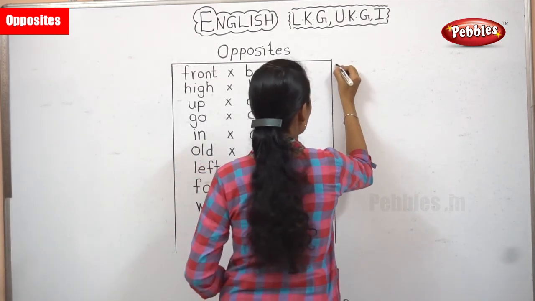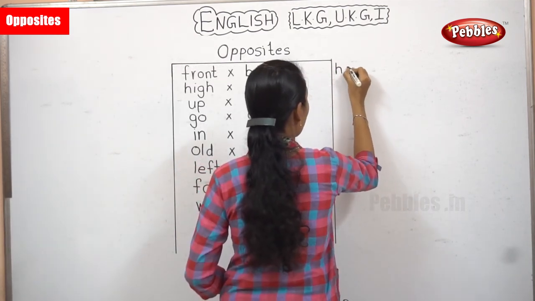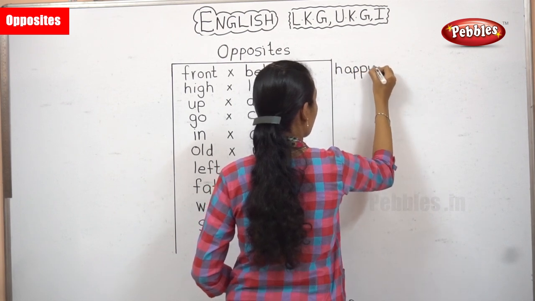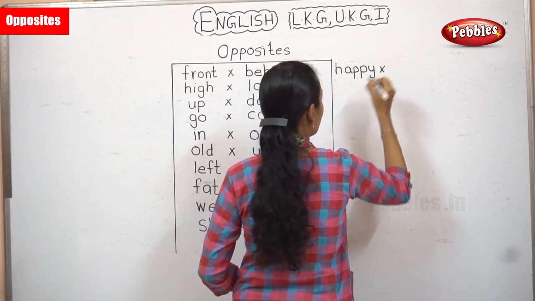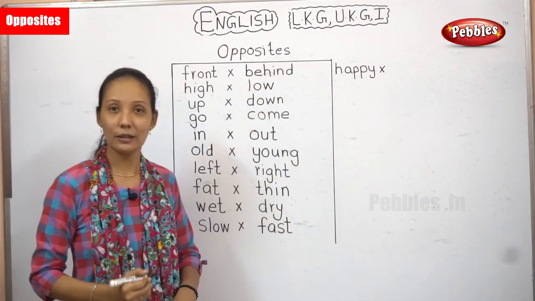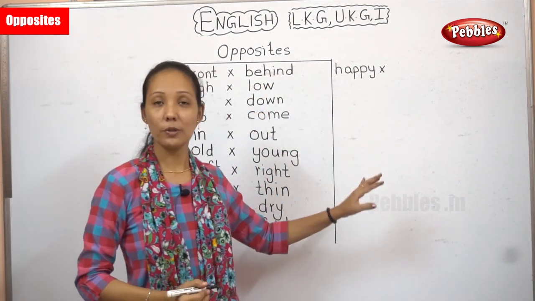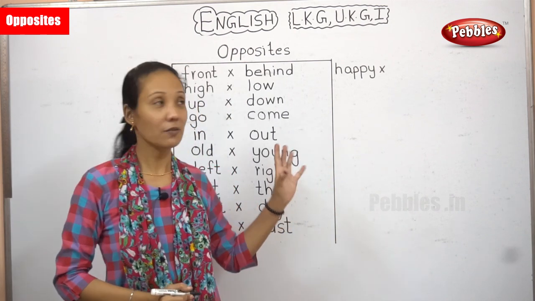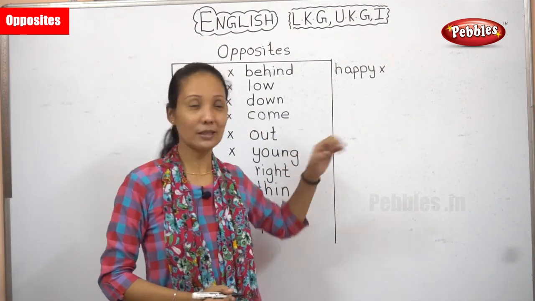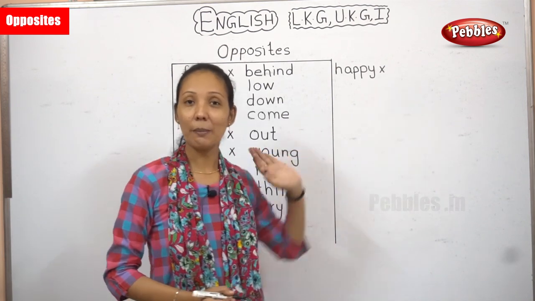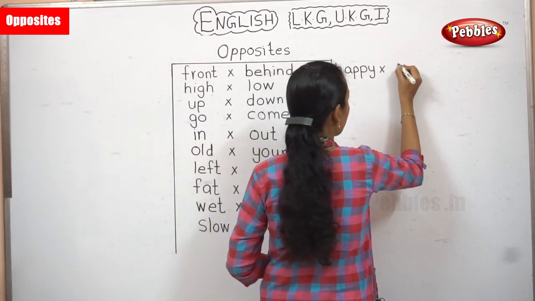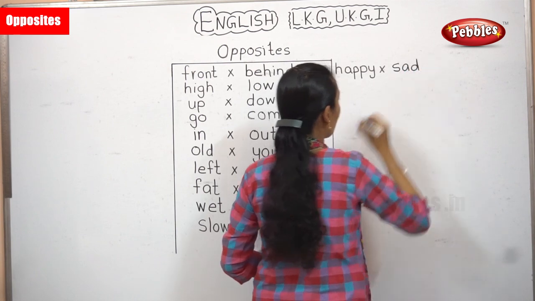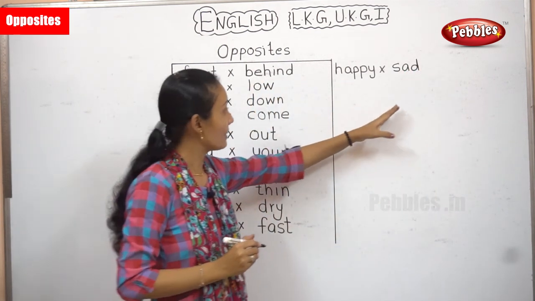Now you have again here happy. Happy. Now if you say I'm happy, yes, what will be the opposite? Yeah, sometimes if someone shouts at you, you will become sad, isn't it? When you get some gifts, you will be very happy, isn't it? So the opposite of happy is sad.